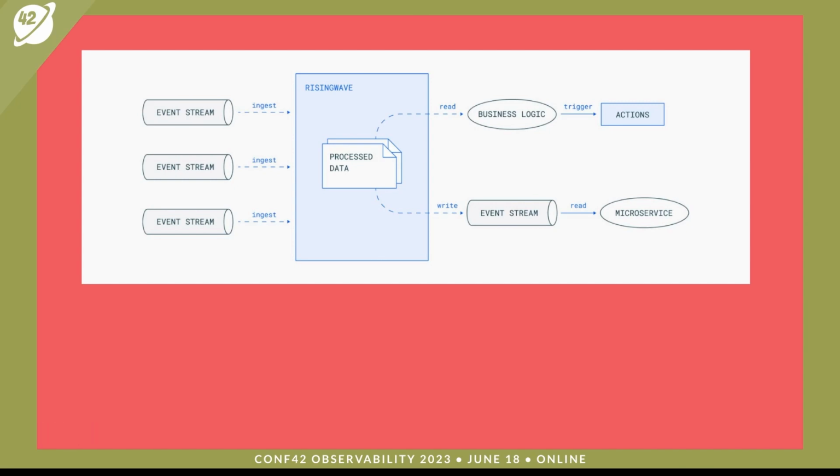But this is basically how a streaming database works. RisingWave is the name of the streaming database that I have been playing with like crazy, and I love being able to create materialized views with it. It has event streams. It ingests them, then it creates something called the materialized view, and then it either triggers actions or event streams again, based on your application.